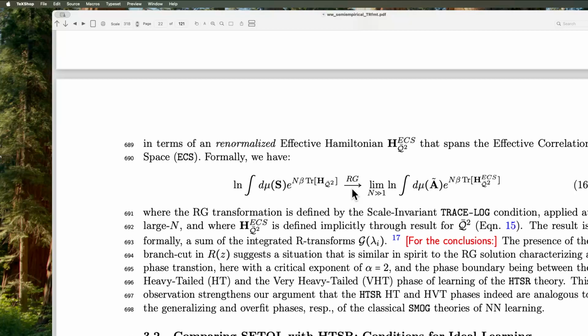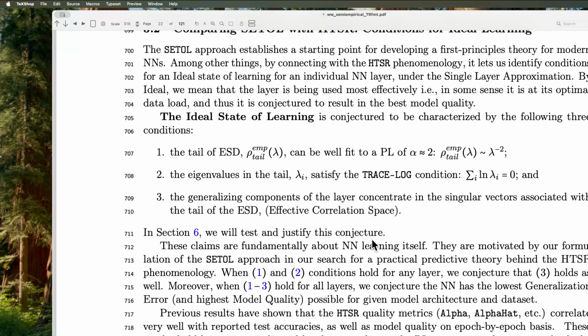What we're trying to do is say we think we have a theory which would tell us what a perfect model would look like. Here we go. The tail of the ESD can be fit to a power law of exponent alpha equals 2. The eigenvalues of the tail satisfy the trace-log condition, natural log equals 0. The generalizing components of the layer concentrate on the singular vectors associated with the tail of the ESD.